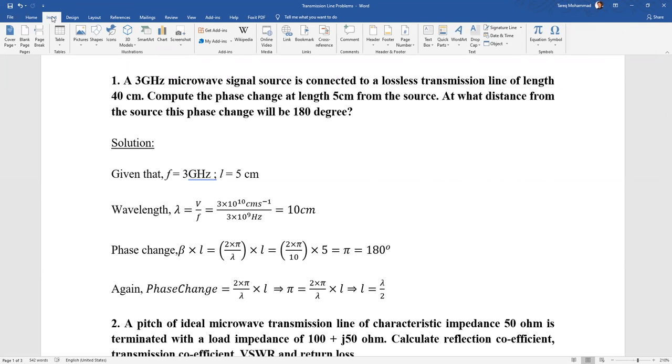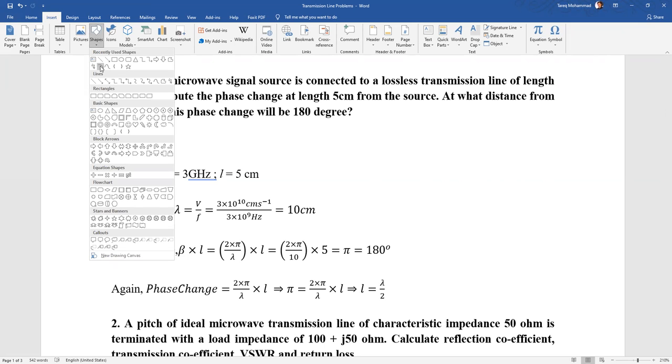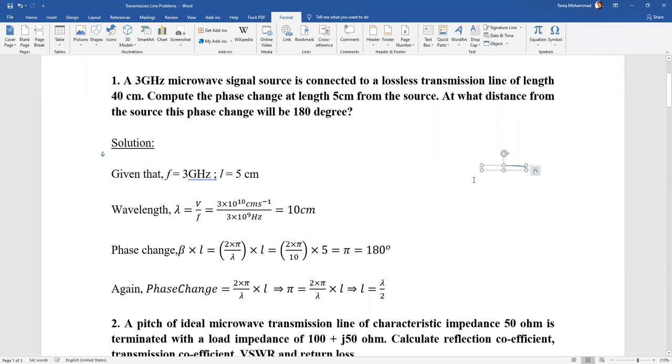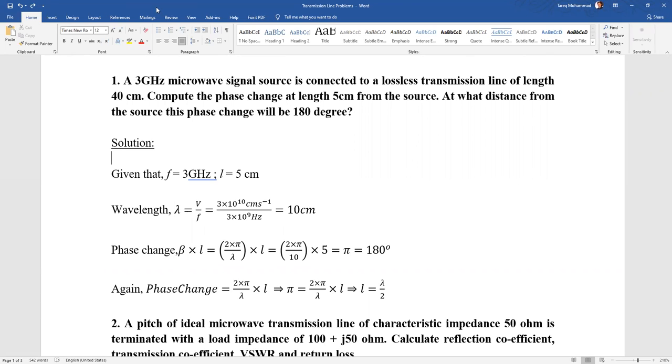So to do this, you need to draw the transmission line. For that reason, let's draw it. So a 3 GHz microwave signal source is connected to a lossless transmission line of length 40 centimeters. So let's draw it.